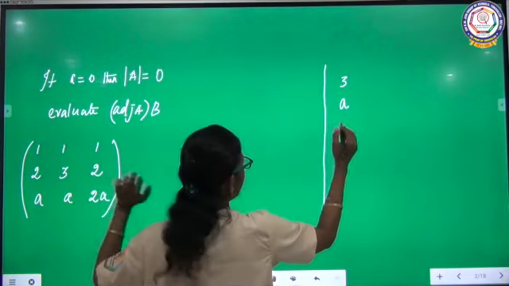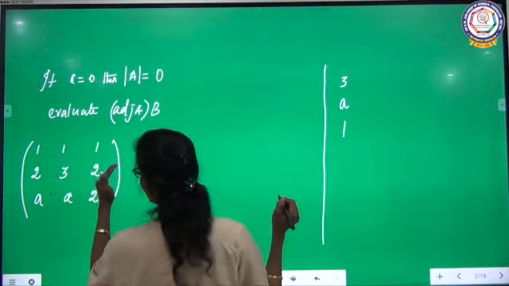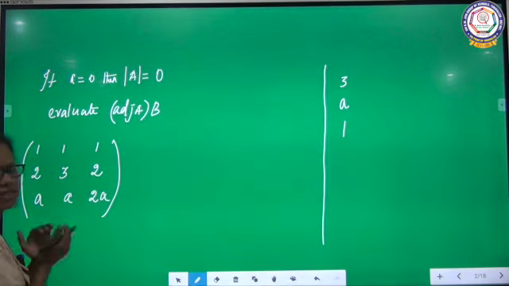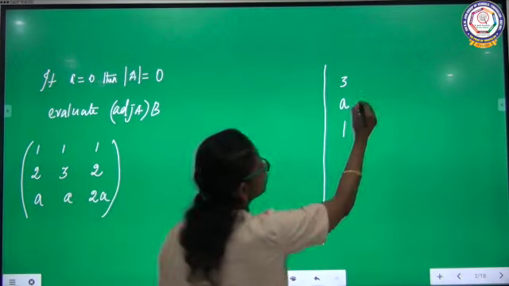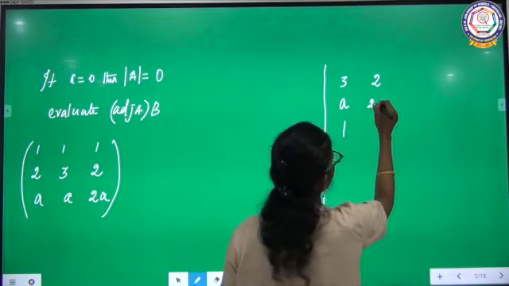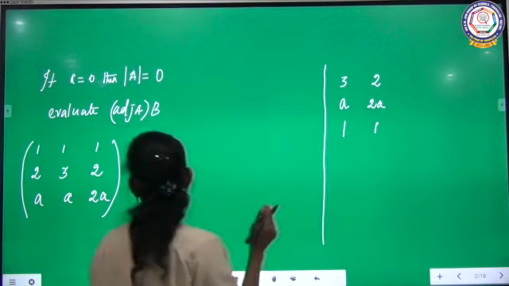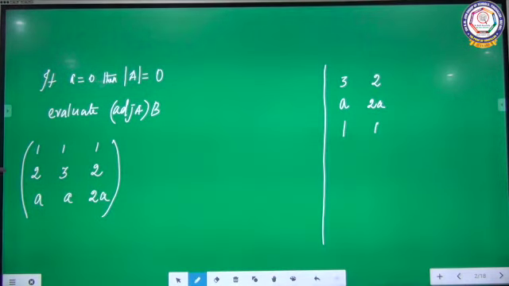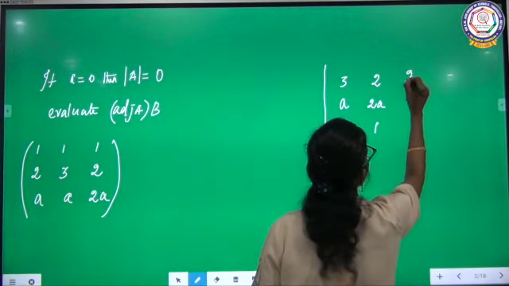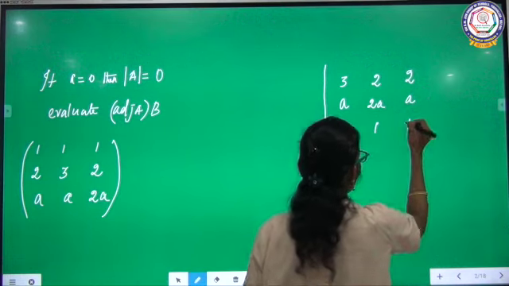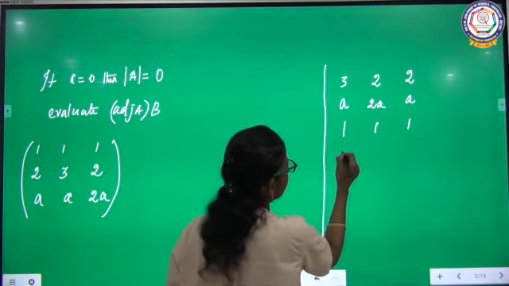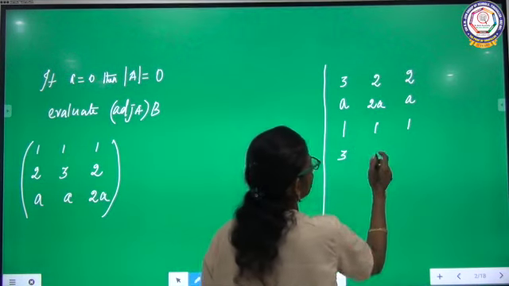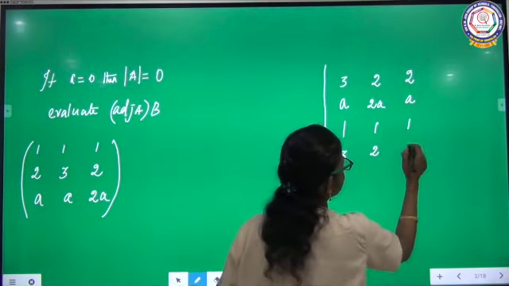below and then above. Next, move towards right. 2, 2A, 1. Then move towards left. 2A, 1. The last one, what you want to fill? You have to use the first element, the same 3. Here also 2. Here also 2.